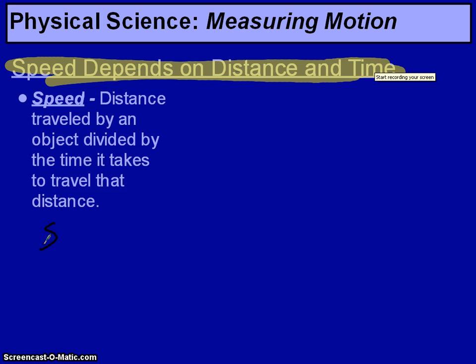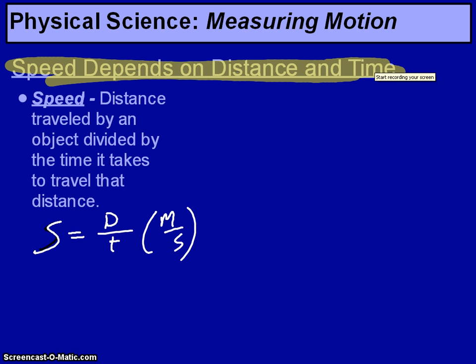Speed, let me get a better color there. Let's go for white. Speed is equal to distance divided by time. And in science, our speed is going to be measured in the SI unit, meters per second. Now, I know most people are used to miles per hour, or in other countries you're used to kilometers per hour, but the most used one is meters per second.